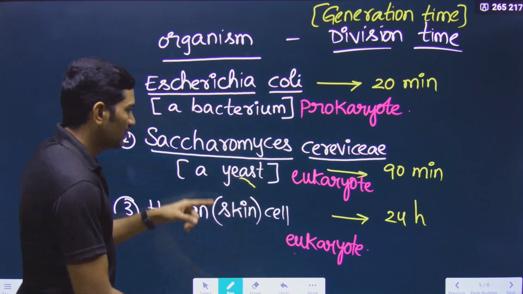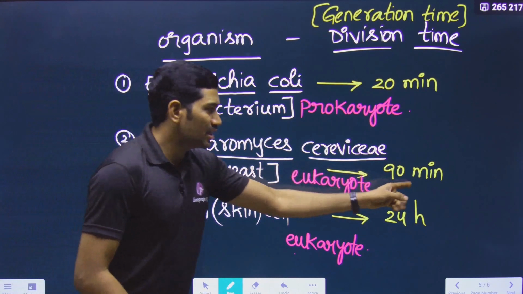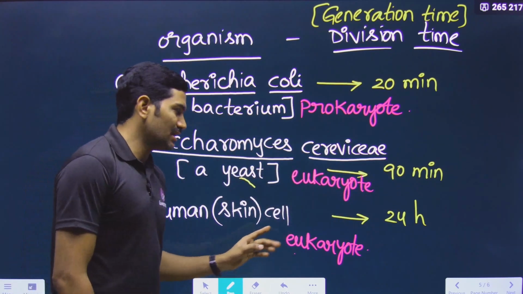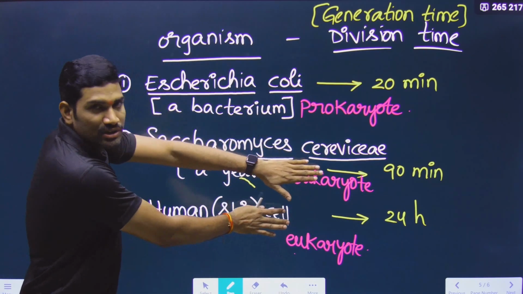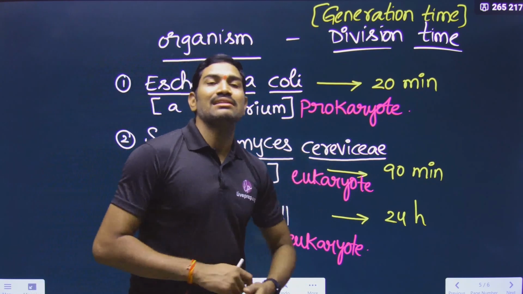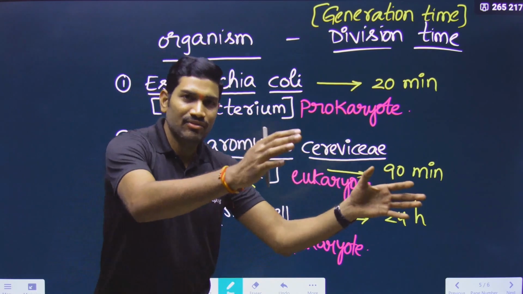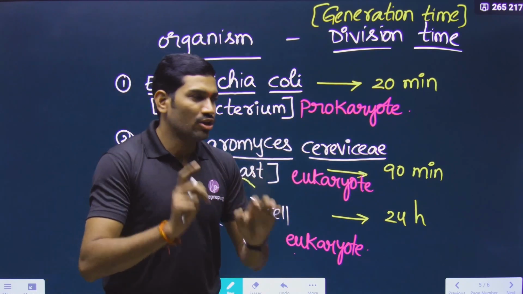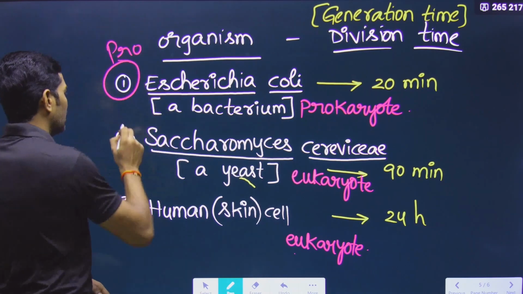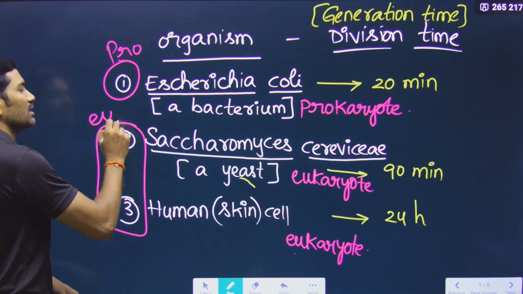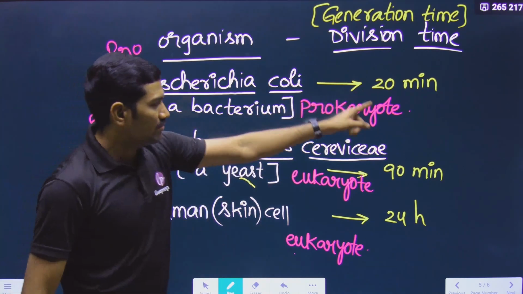Okay. And next one. Regarding the yeast, it is taking 90 minutes, and human skin cell, or human cell, taking 24 hours. These two points were given under the cell cycle and cell division chapter, and that information we need to use here. And now you just see here, this is the example for prokaryote, and these two are examples for eukaryotes. Now you just compare the values.